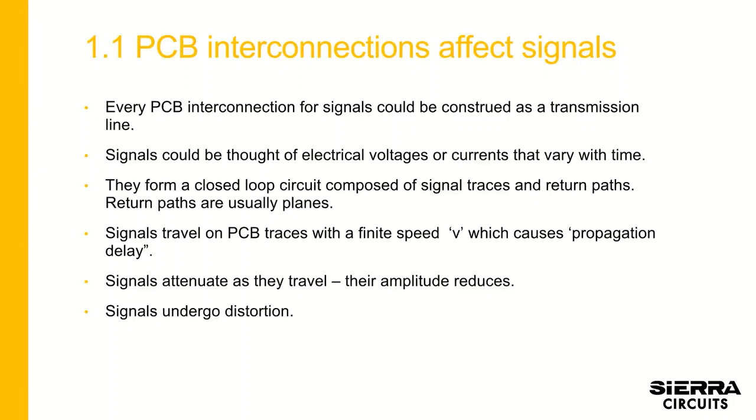And another thing is that the signals will undergo some kind of distortion because of the frequency response of the various elements. The attenuation may be varying with frequency. Other things may be varying with frequency, and a signal is composed of several frequencies, and therefore the signals will undergo distortion in terms of pulse shape and other things as well.